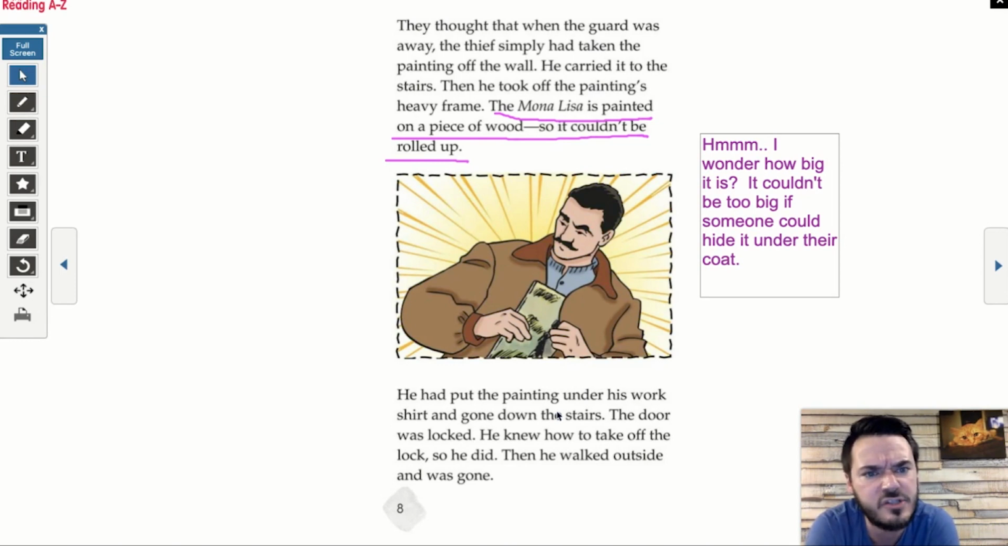This gives me some questions too. I wonder how big the Mona Lisa actually is. It couldn't be too big if someone could hide it under their coat. He had put the painting under his work shirt and gone down the stairs. The door was locked. He knew how to take off the lock, so he did. Then he walked outside and was gone.